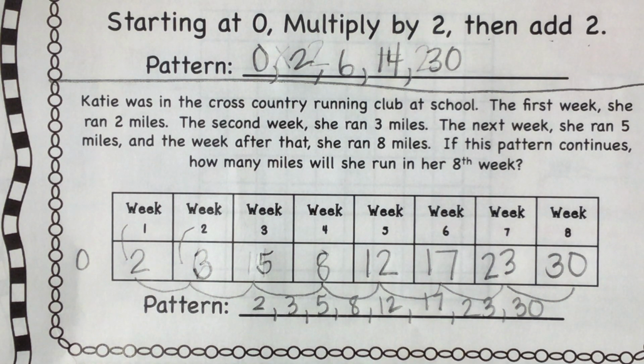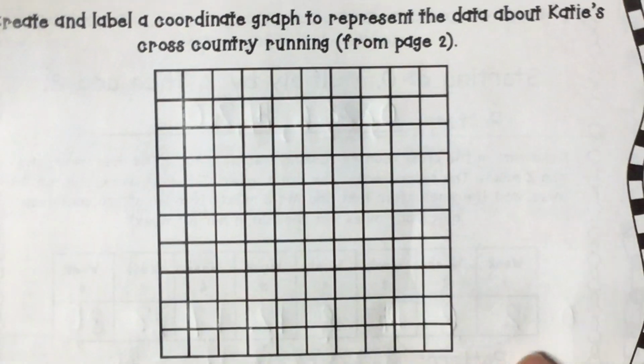2, 5, 8, 12, 17, 23, 30. Oh goodness, I got off one. 2, 5, 8, which one did I skip? There's a 3. Oh, 2, 3. Yeah, I skipped one. 2, 3, 5, 8, 12, 17, 30. Thank you. Crazy things happen when you get old. The brain doesn't work the same. All right.